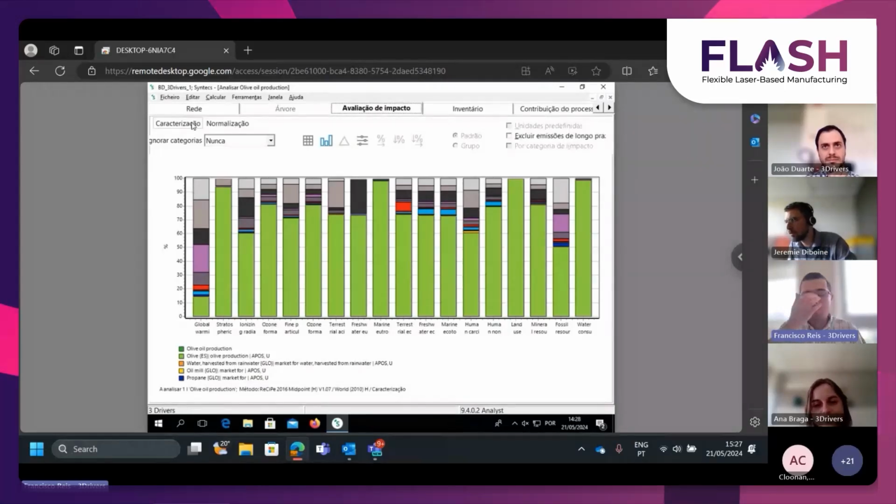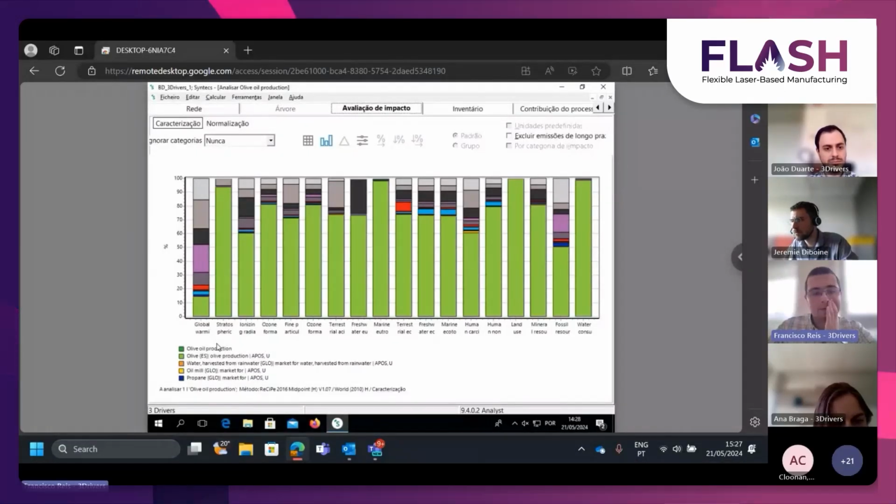So the results are these ones. We have the characterization which João and Anna mentioned before. So we see that for the impact category of global warming, 100% is the whole olive oil production, and this green is the olive production, and we see that the olive production is the most impactful process. In your Excel, you have 4 impact categories.